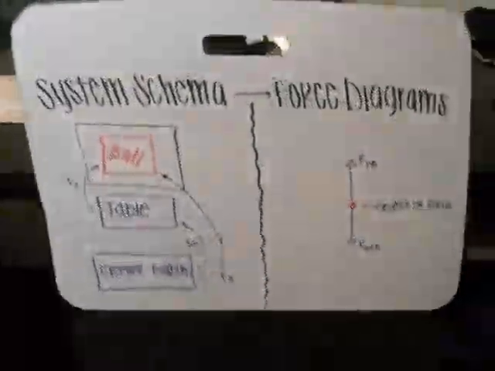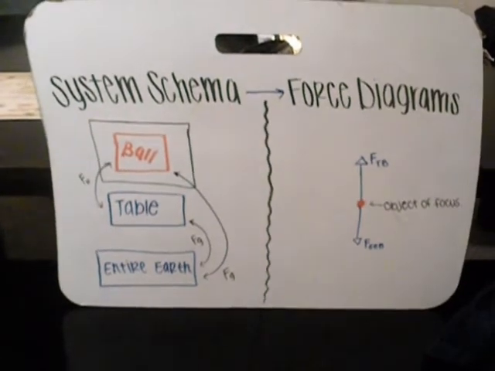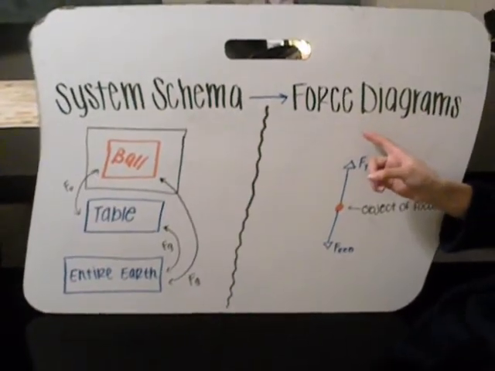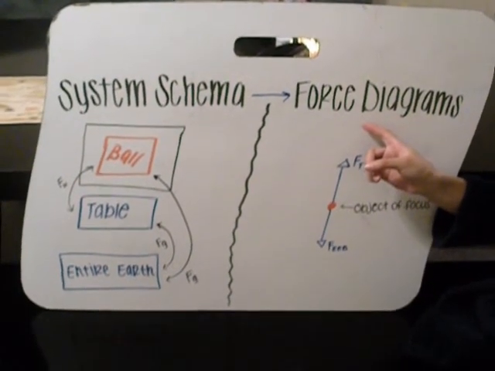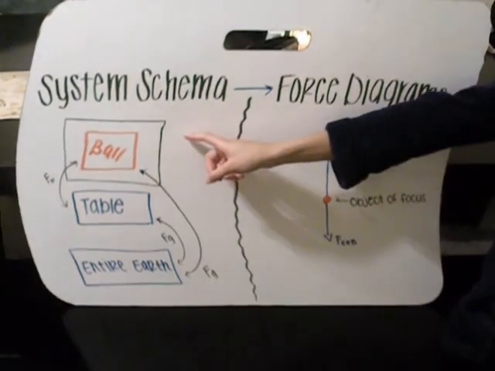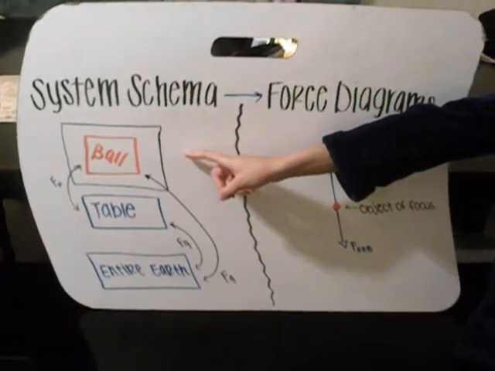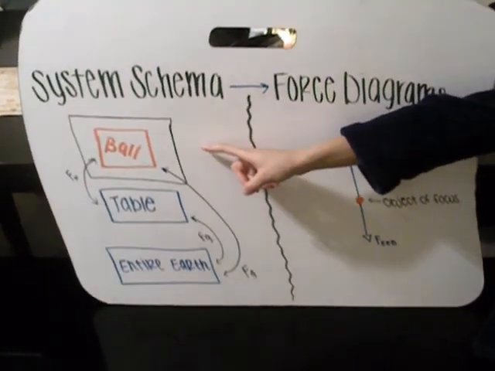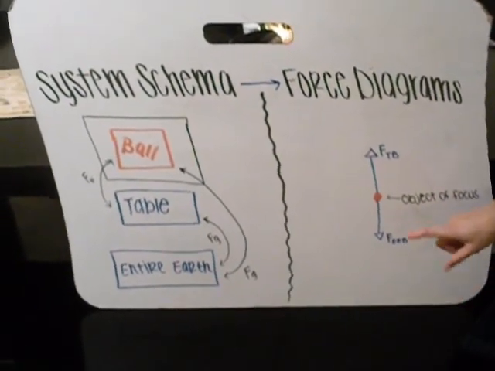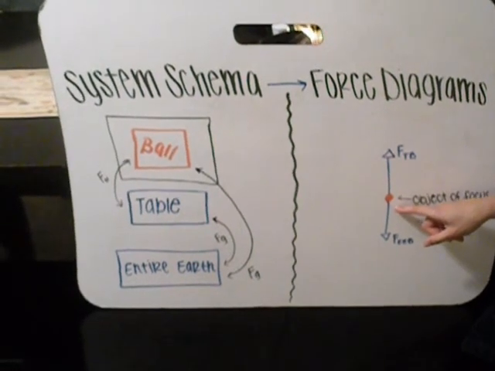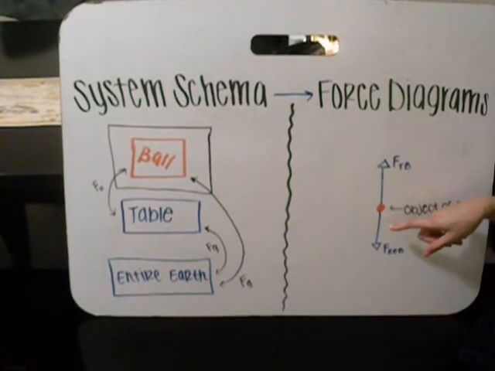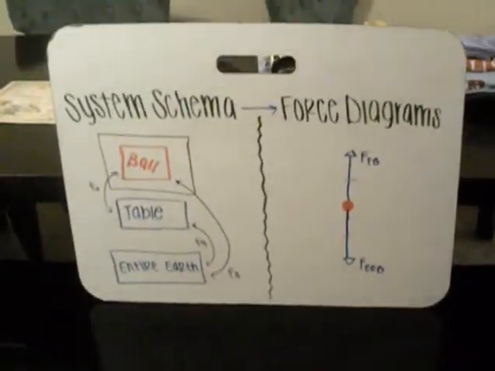There are multiple ways to show the forces in a situation. One way is the system schema, and another way is by using a force diagram. In a system schema, the system is drawn with a box around it to show that it is the system that is being focused on. In a force diagram, the object of focus is shown by the dots. The arrows show the forces that act on it.